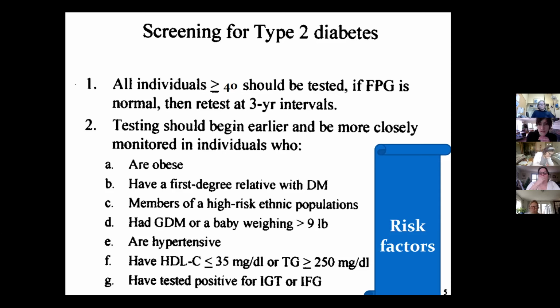So whereas the non-Hispanic white population is about 8%, the Native American population is close to 16. The Hispanic population is close to 13, as is the African American population, and Asians being at about 9. So different groups have higher predispositions to type 2 diabetes.